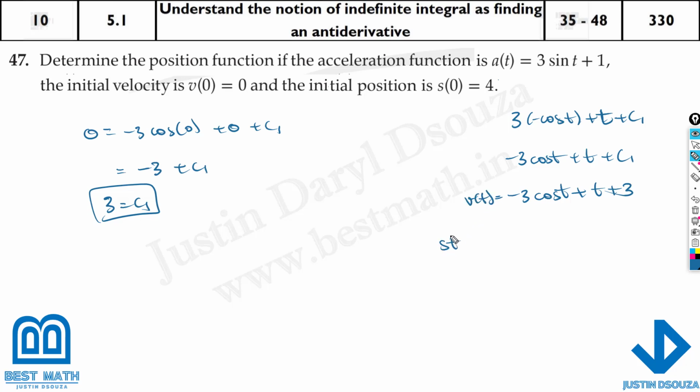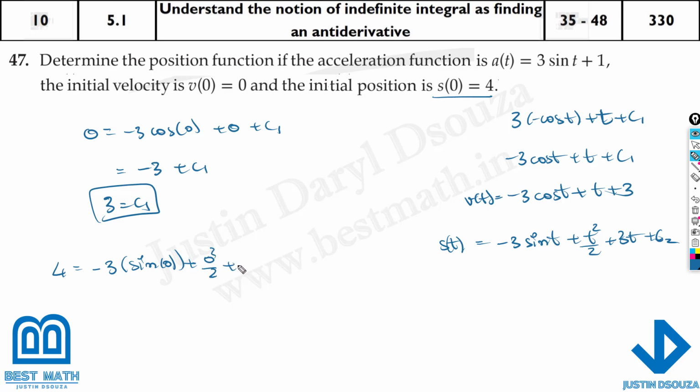Now to find the position function, you need to just integrate this again. It'll be minus 3 sine t plus t squared by 2 plus 3t plus c. And now this is actually c2, but since we have already put the constant of integration, we can take them as c and c itself. Now here we use the second condition. So 4 will be equal to minus 3 times sine 0 plus 0 squared by 2 plus 3 times 0 plus c2. So this 0 is 0, over here also 0. We get 4 is equal to c2.